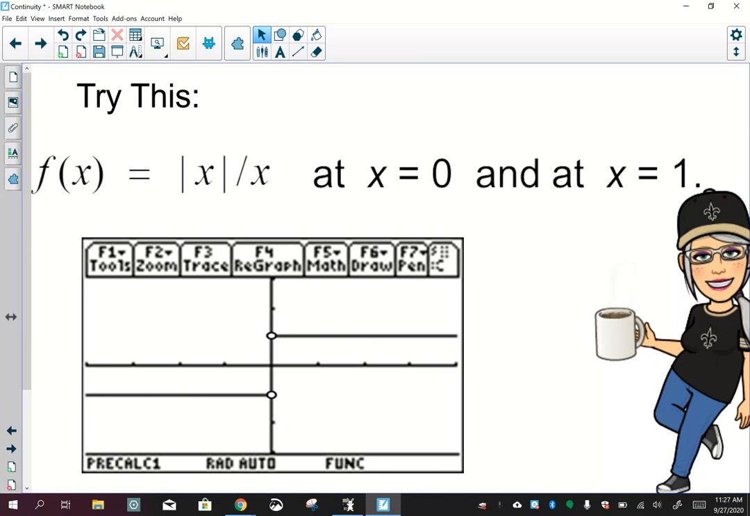All right, welcome back. So hopefully you tried it, you did it and everything, and let's see what we come up with. Just by looking at the graph, you should wind up at a 0 that you should be discontinuous, and then at 1 you should be continuous. But let's check to verify.